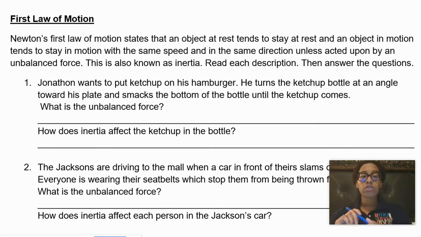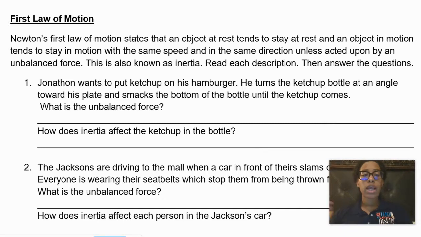Newton's first law of motion states that an object at rest tends to stay at rest, and an object in motion tends to stay in motion with the same speed and in the same direction unless acted upon by an unbalanced force. This is also known as inertia. We're going to read each description. Well, I'm going to do two, then you're going to do two, and then we're going to answer the questions.